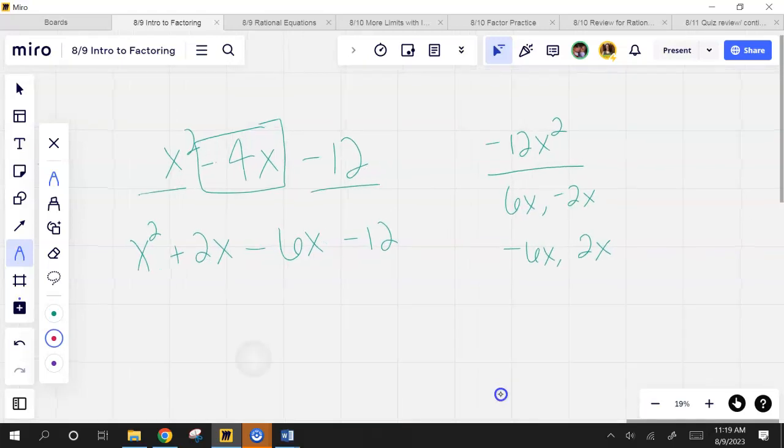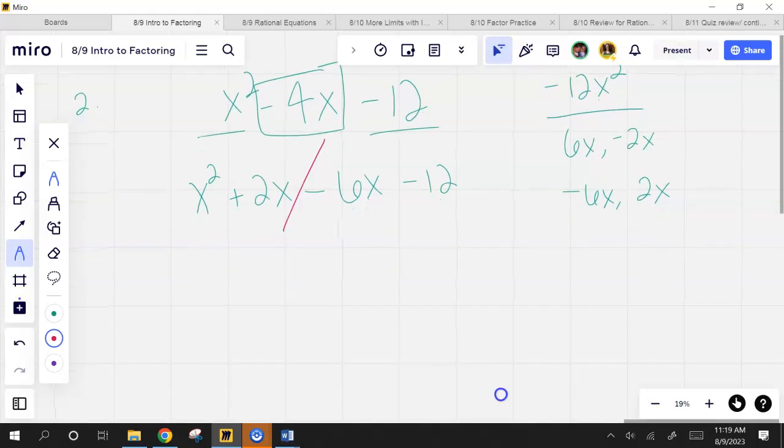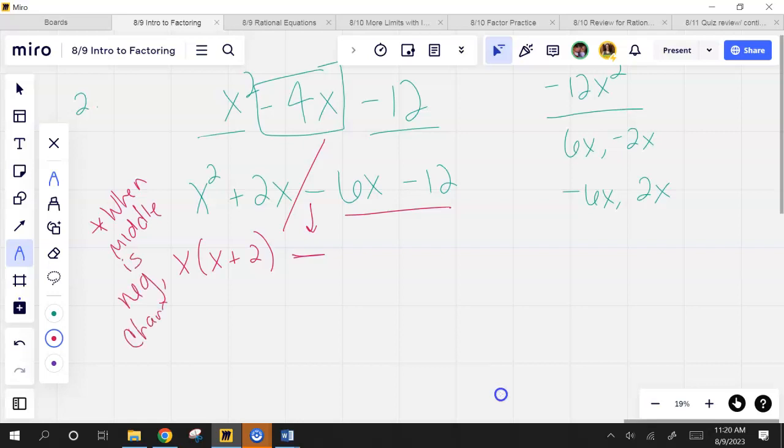Go ahead and slash it. What can I take out of the first 2? X. What's left when I take that out? X plus 2. Now you remember how I told you always bring down the middle sign? This time the middle sign is a minus, okay? What that means is whatever I'm taking out of the last 2, I'm actually taking the negative of it out. So when the middle sign is negative, it changes the last sign.